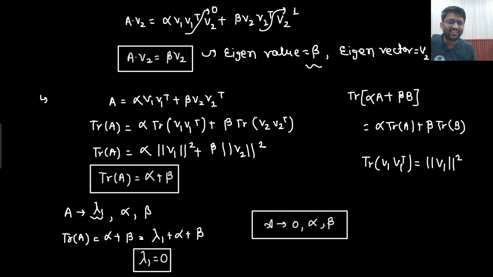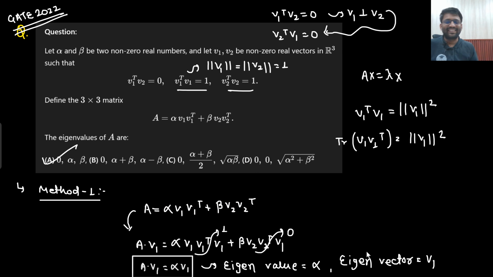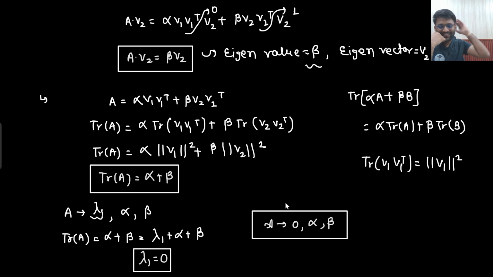Will you be able to think this much in the examination hall? That's a major concern. Will you be able to think 0, alpha, beta in that manner?